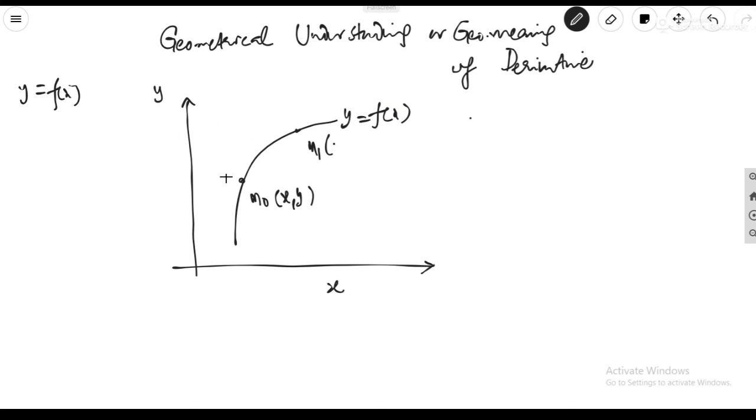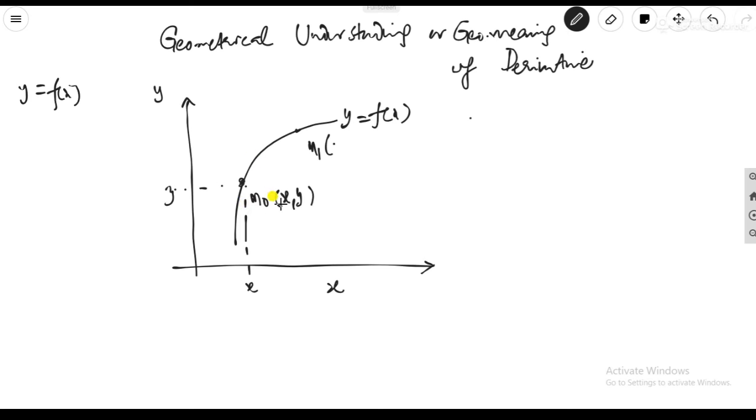A coordinate is x and y, and for every x there is a y on the curve. It is defined in a defined interval. This is where the function is defined. So now for a certain value of x here, we have a certain value of y, and this point we are taking as m0.